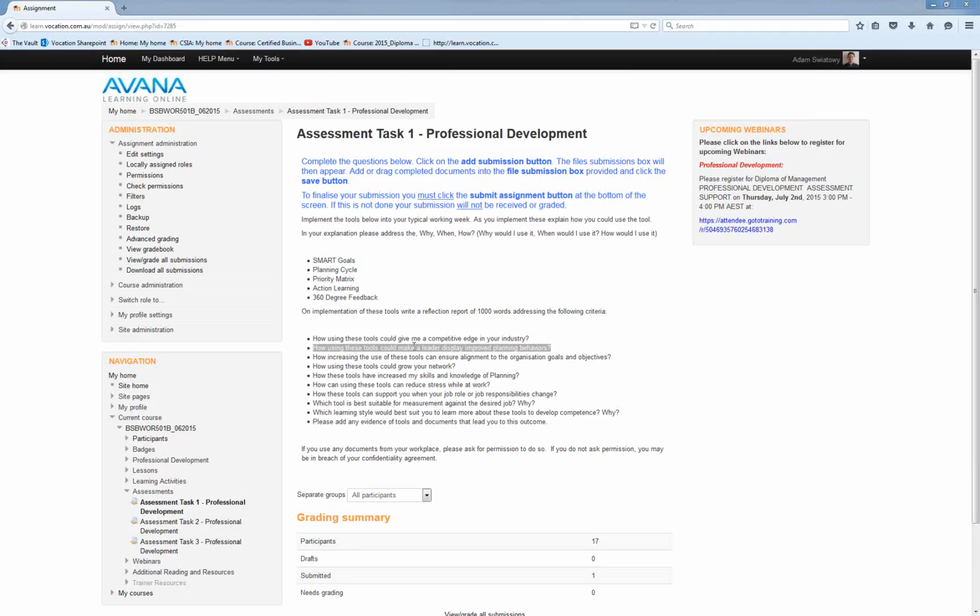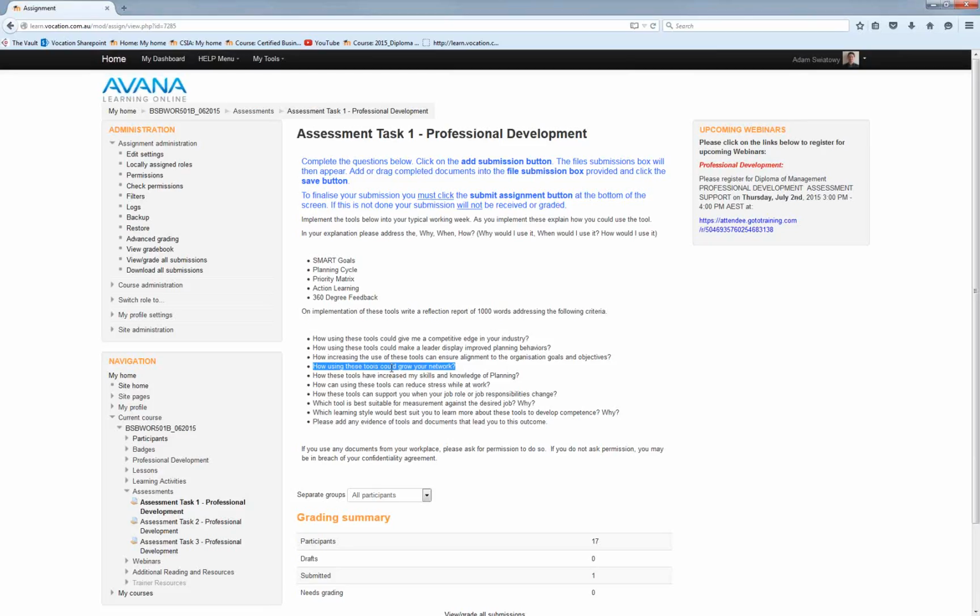Now, next question there, how can increasing use of these tools ensure alignment to the organization's goals and objectives? Talk about how using these tools can assist you with that. There's a few tools up there that will definitely make a bit of sense in relation to that question. Maybe not all of them, but some.